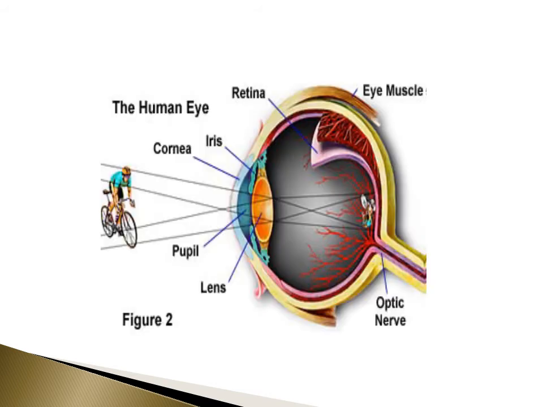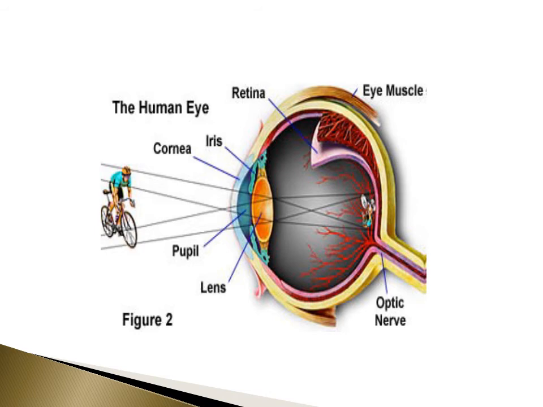So here are the parts of the human eye. The human eye consists of, like what I've mentioned a while ago, the pupil, and then we have the cornea, iris, the lens, and then the optic nerve, and the eye muscle.